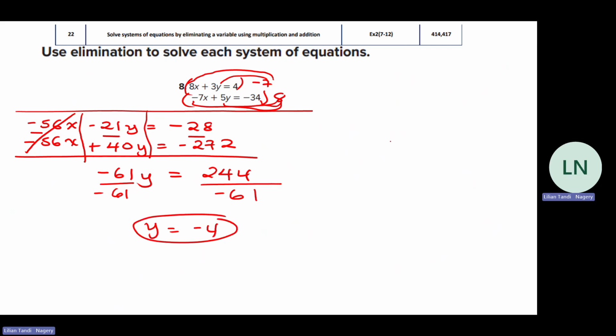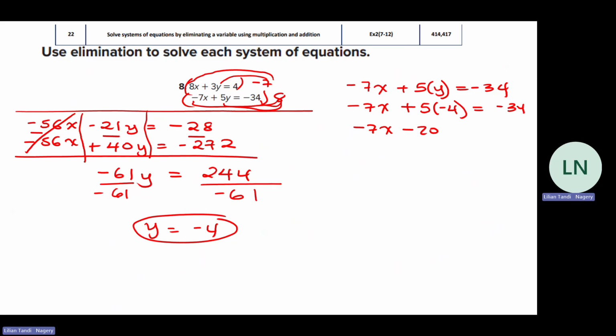Okay. Now find x. Negative 7x plus 5 parentheses y equals negative 34. Negative 7x plus 5 parentheses negative 4 equals negative 34. Negative 7x minus 20 equals negative 34. Plus 20, plus 20, negative 7x equals negative 14.